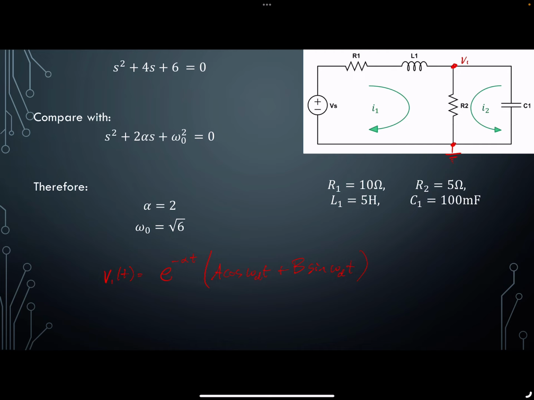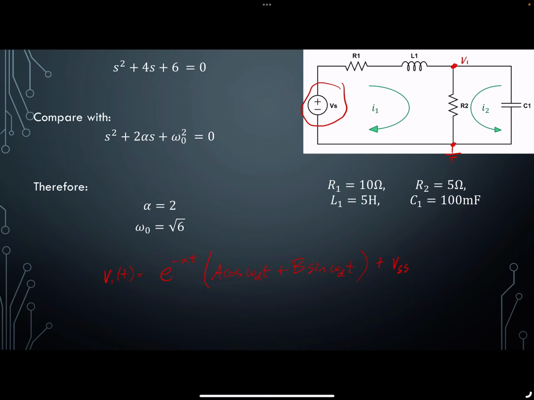But because we have this voltage supply Vs here, the final voltage may not go to 0. So there has to be a steady state final value. So we put a plus V steady state there. Then we could plug in alpha. We have that. We have omega d. And then we can apply initial conditions to find A and B, and the final condition to find VSS.